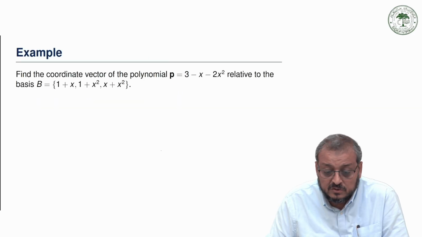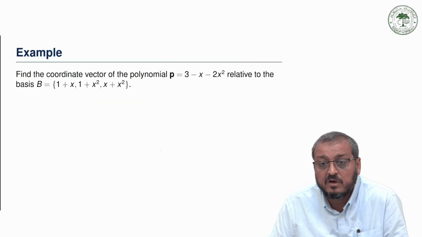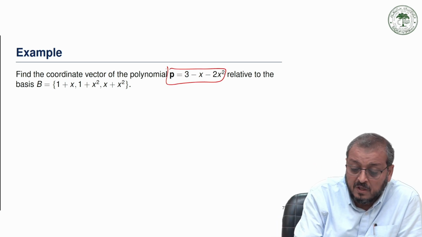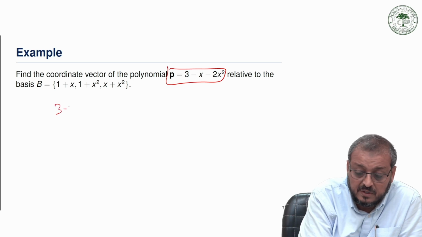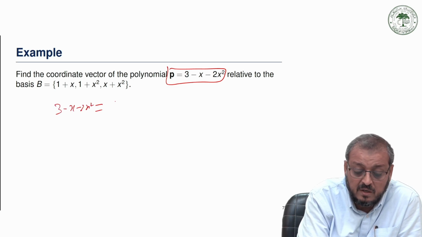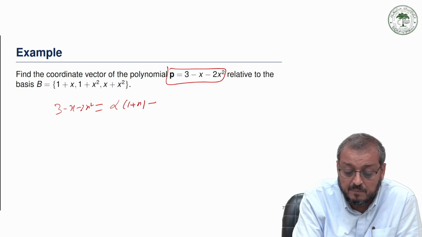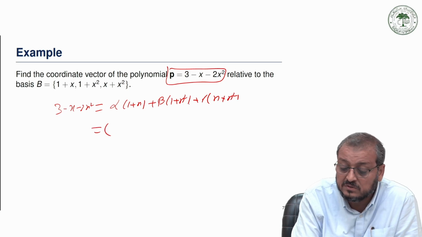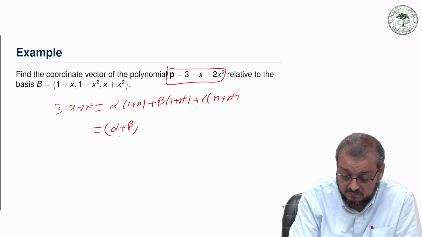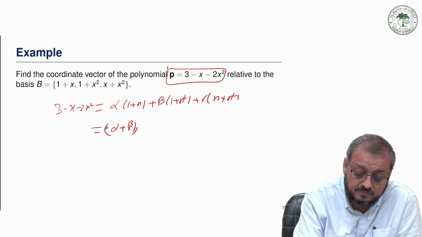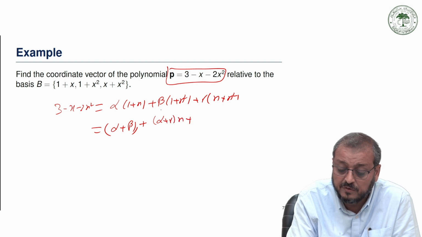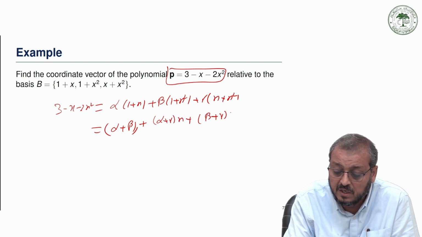So one more problem we can try is to calculate the coordinate vector for polynomials. This can be written in the form of 3 minus x minus 2x square equals alpha times 1 plus x, plus beta times 1 plus x square, plus gamma times x plus x square. This can be written as: the constant term is alpha plus beta, the coefficient of x is alpha plus gamma, and the coefficient of x square is beta plus gamma.